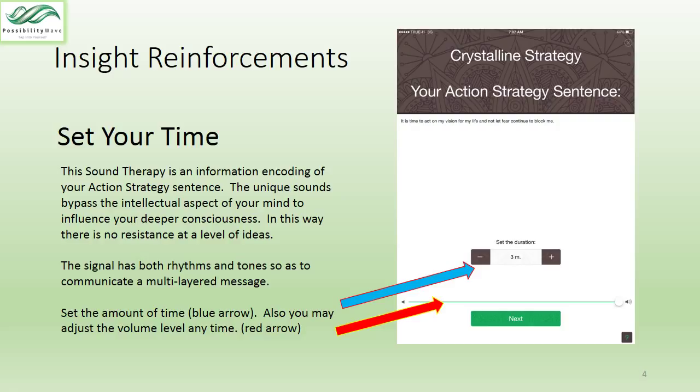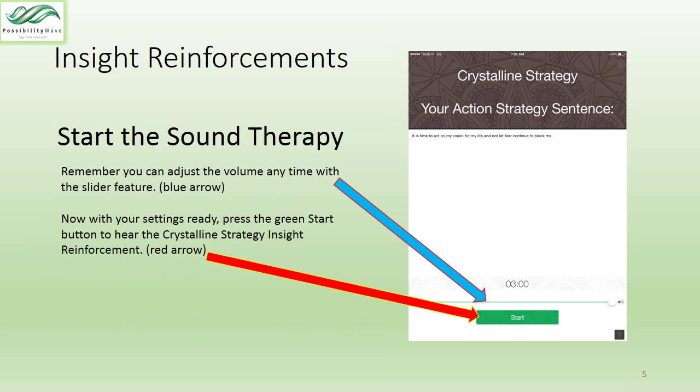Okay, so in this unique process, we encrypt or encode this sentence into a set of specific tones and tones associated with certain rhythms, and the rhythms, of course, have an effect upon the brainwave activity. You'll set the duration. You can go up or down in choice of minutes, and once you feel like you've got the time that you want, go ahead and just click Next. You see the green button at the bottom.